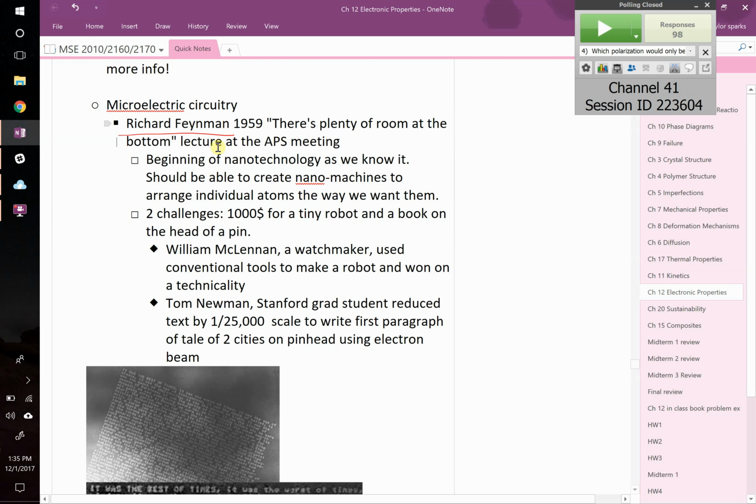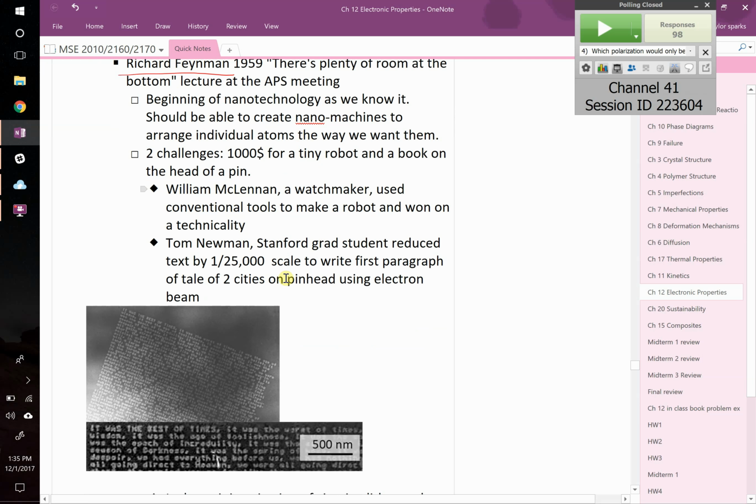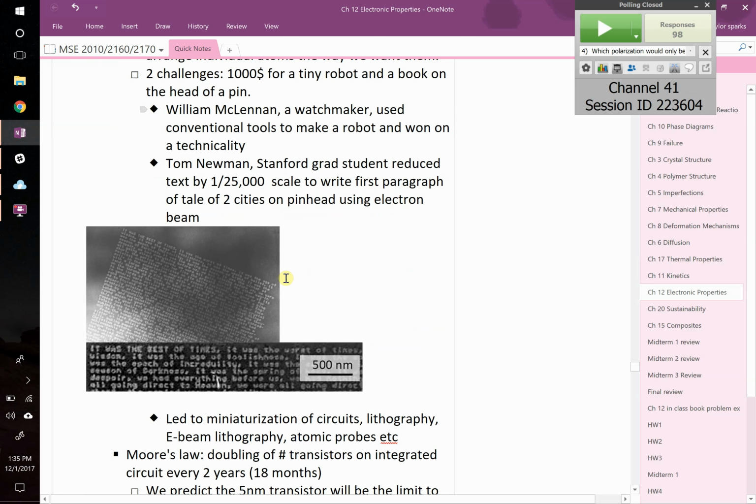So first off, a guy named William McLennan won the first prize. He was a watchmaker, and he basically used conventional tools, but he just got it as small as he could. He technically just squeaked below the size requirement for Feynman's challenge. Feynman's like, fine, you win. But you really cheated, because what I want is a paradigm change. I want something dramatically, crazily different, right? So up comes this guy named Tom Newman, a grad student.